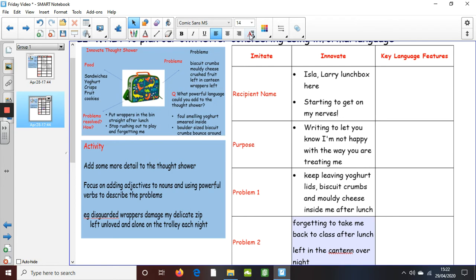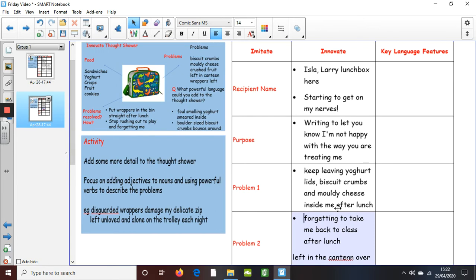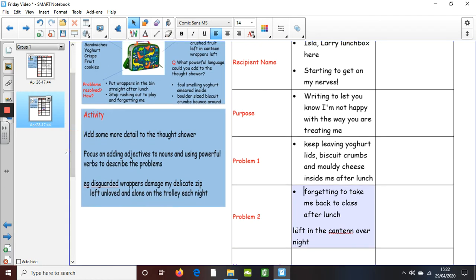the lunchbox is complaining to its owner about. Remember, Isla is the owner of the lunchbox. So we've got two problems so far. We've got the idea of crumbs left inside after lunch, and our second idea is that the lunchbox is left in the canteen at lunch and maybe then overnight as well. These are two problems that the actual lunchbox feels. I'm not going to do any more in terms of boxing up.